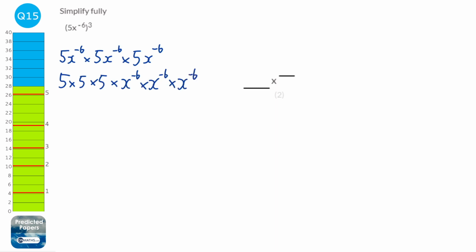5 times 5 times 5 is 125. Now when you times powers with the same base, which we have here because they're all x to the power of minus 6, you add the powers together. So minus 6 plus minus 6 plus minus 6, which is going to be minus 18. Something else we could have done is we could have done 5 to the power of the 3 here, 125, and then done minus 6 times the 3, which would have given us minus 18.